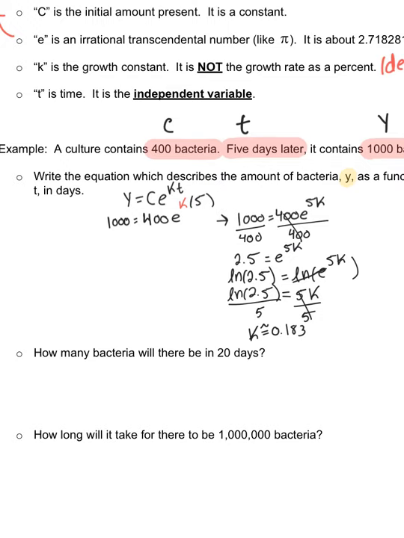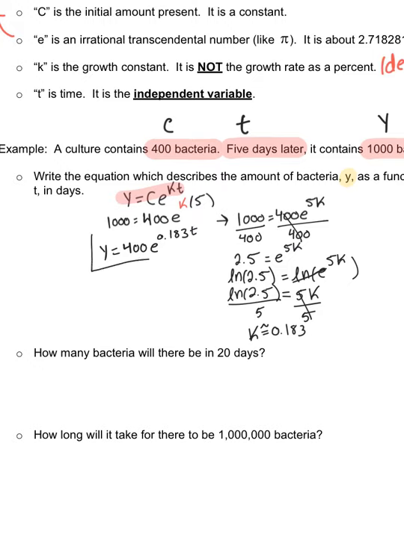So when I write my equation, I'm still going to be following this format, but I'm going to replace C and K. Only C and K. Everything else is going to stay the same. So I'm going to have y equals C, which is 400, e raised to the k, which is 0.183, and then t.